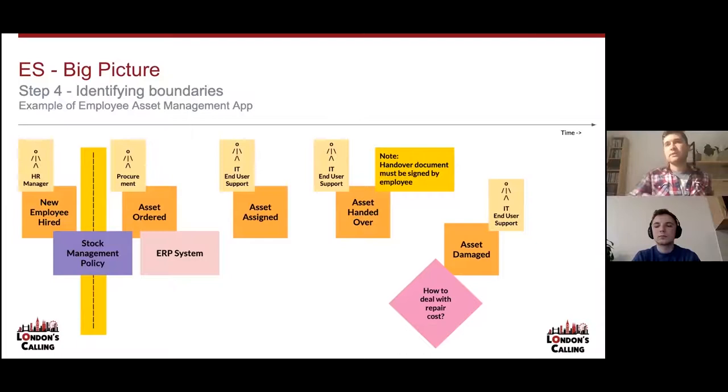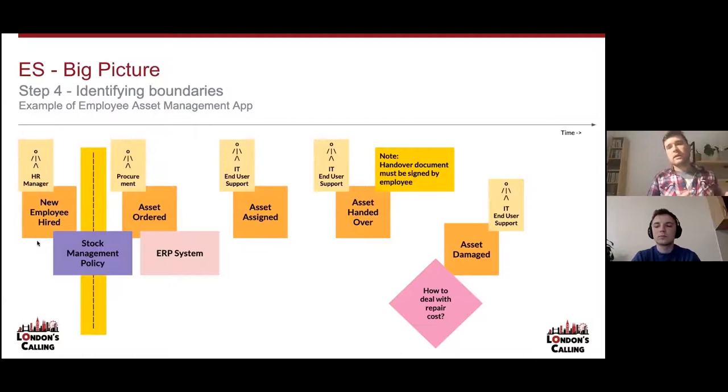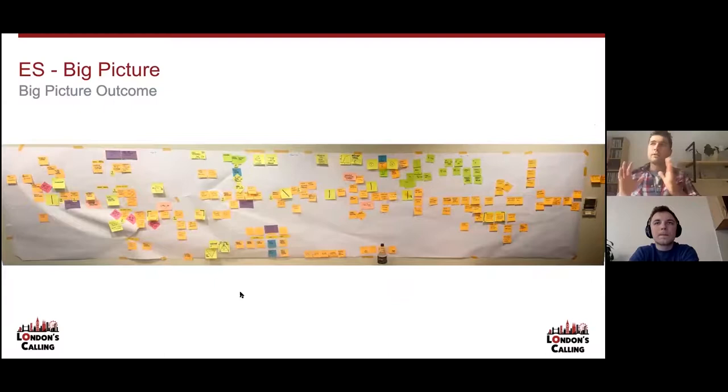Like, for example, here we can see there is an obvious boundary because the fact that the new employee was hired belongs to some kind of a different context than the whole asset management. So new employee hired, maybe it's a context of the HR management application. But then ordering assets, it might be a totally different context. So this really gives you a big picture of your solution.